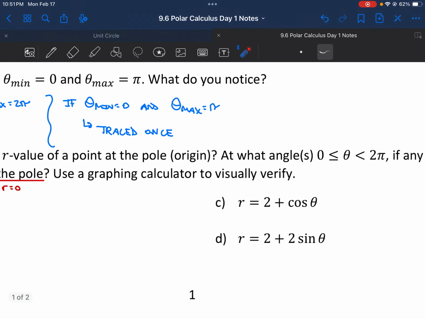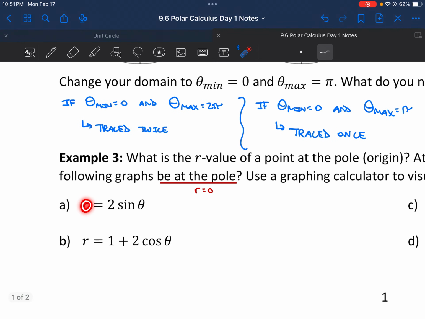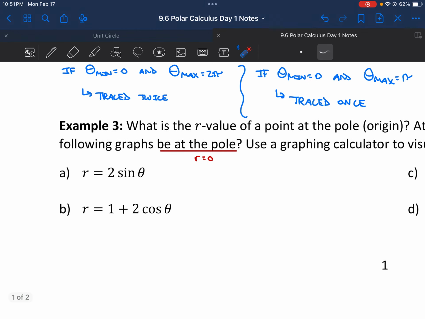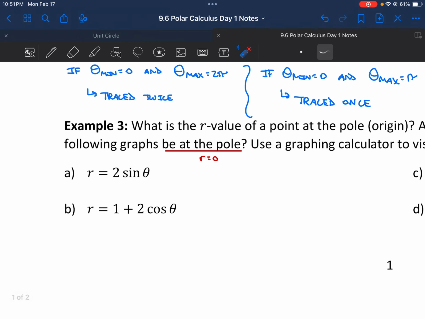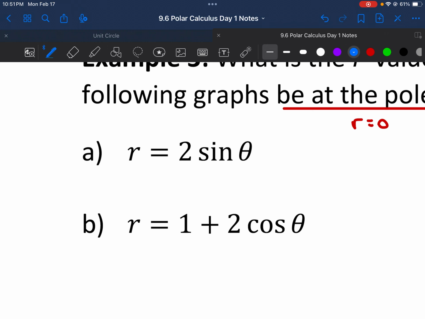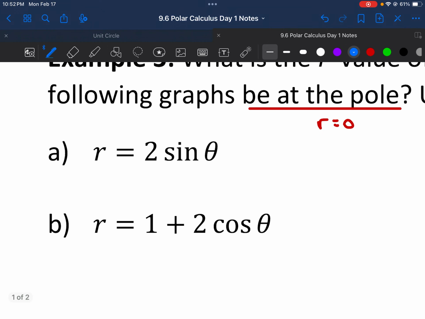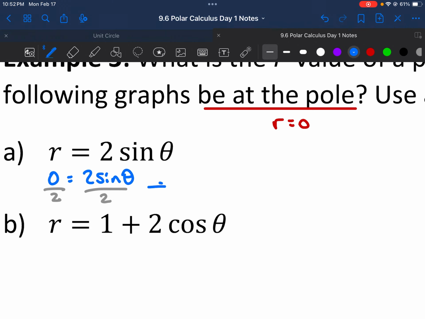So what we want to do is, for each of these 4, we want to set R to be 0 to simulate being at the pole. And we want to find the angle theta for each of these different scenarios for which we are at the pole. So let's go ahead and do that. For example A here, 0 equals 2 sine of theta. We want to be at the pole, so we replace R with 0. Then we would go ahead and divide both sides by 2.